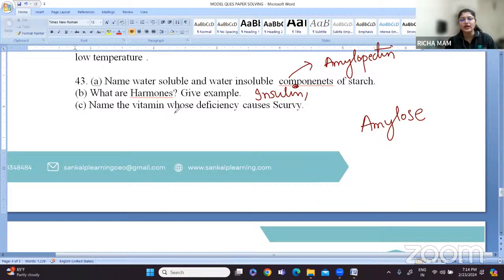Now name the vitamin whose deficiency causes scurvy. Yes, which is the vitamin whose deficiency causes scurvy?